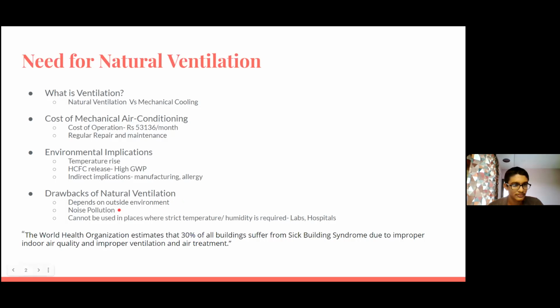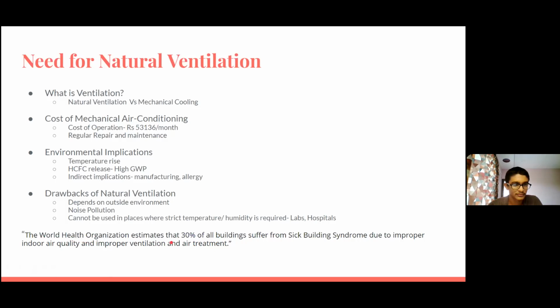Apart from that, there's noise pollution. So say for example, in an ICU, there's almost no chance you can rely on natural ventilation, because the patients are in poor health conditions and they cannot afford to be exposed to outside pollution in terms of noise or air pollution. So these are certain cases, or maybe even labs, for example, as I mentioned here. There are certain scenarios where mechanical cooling does serve our purposes, but as much as possible, we shall try to stick to natural ventilation for its larger number of advantages.